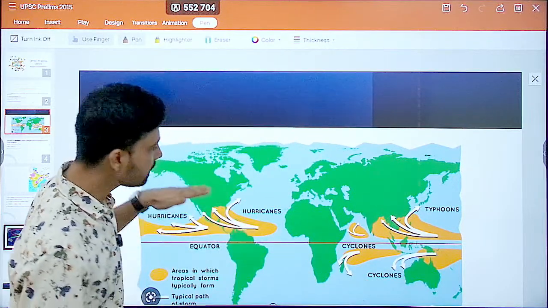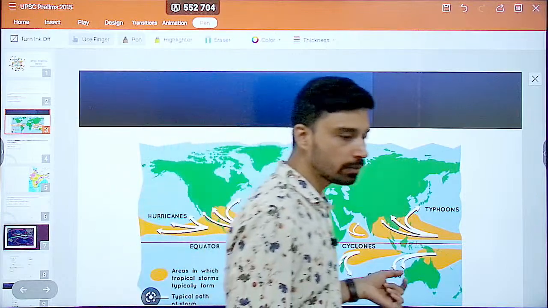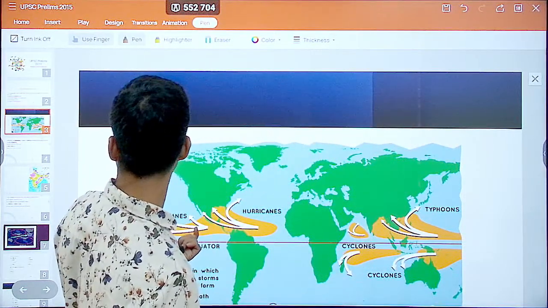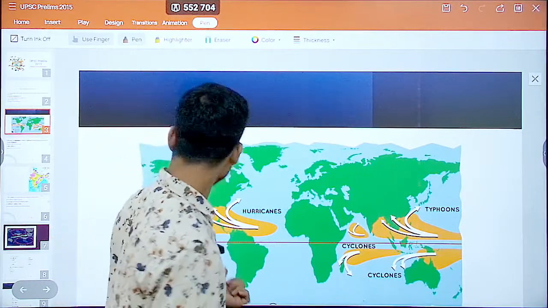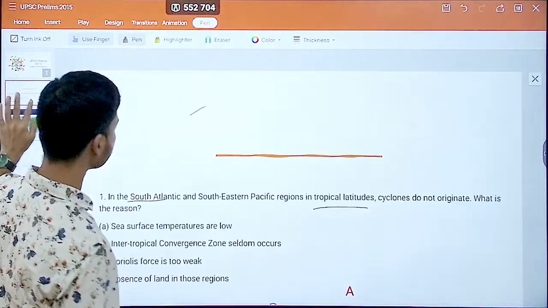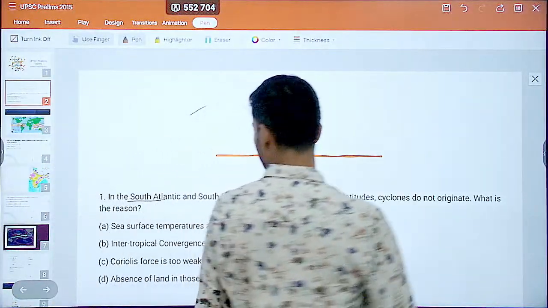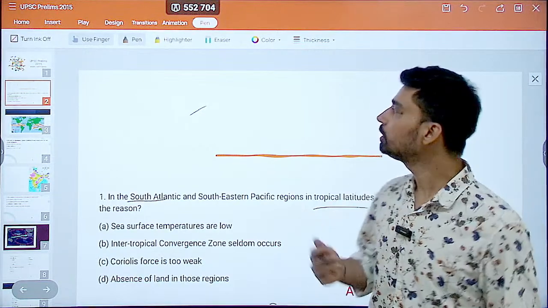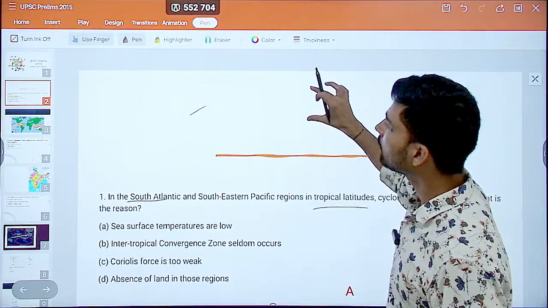So, the yellow area that you are seeing on the map here are the cyclone prone regions. So, basically why do cyclones not originate in these regions? Answer is very simple. Basically, there are 3-4 major conditions that are required for the origin of cyclones. Now, what are these conditions?